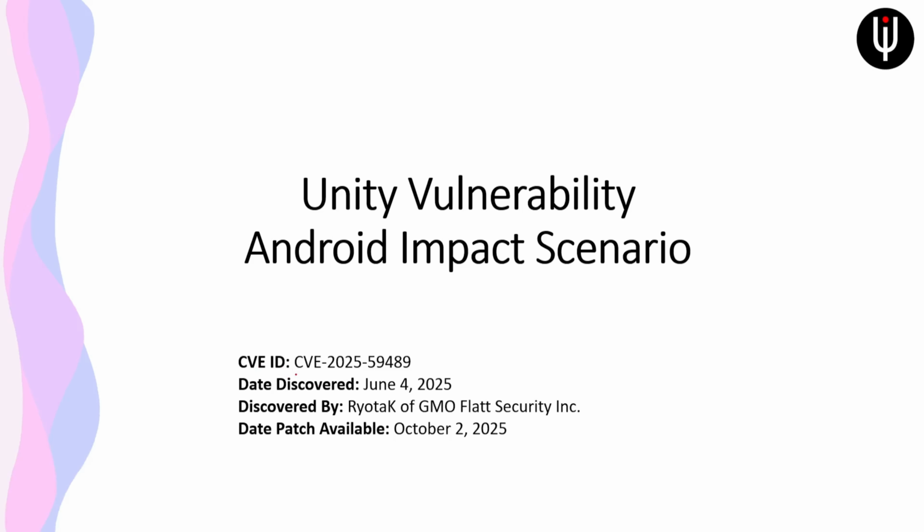So now they have given one proper ID for this issue. This is a CVE ID. CVE stands for Common Vulnerabilities and Exposures. This is dated 4th June 2025 and was discovered by, I think, Rotak from GMO Flatt Security Inc. And they have released the patches from 2nd of October onwards. That's why we received the email on 3rd October.